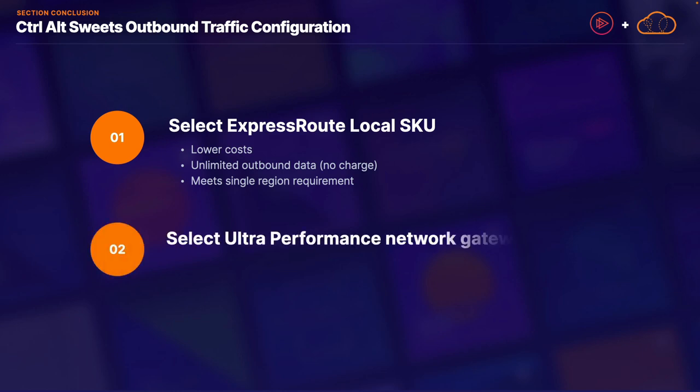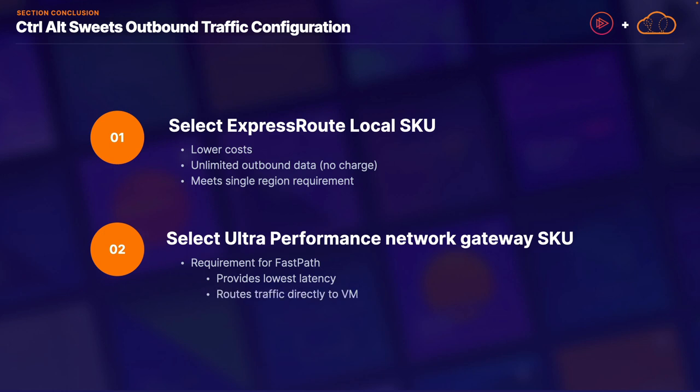For the second set of our requirements, in which we need the lowest latency possible into a single virtual machine, we would recommend from the network gateway side using the Ultra Performance Network Gateway SKU. As we learned earlier, the Ultra Performance Network Gateway SKU is a requirement for the FastPath feature, which provides the lowest latency possible by routing traffic directly to our virtual machine and bypassing our network gateway in the process.